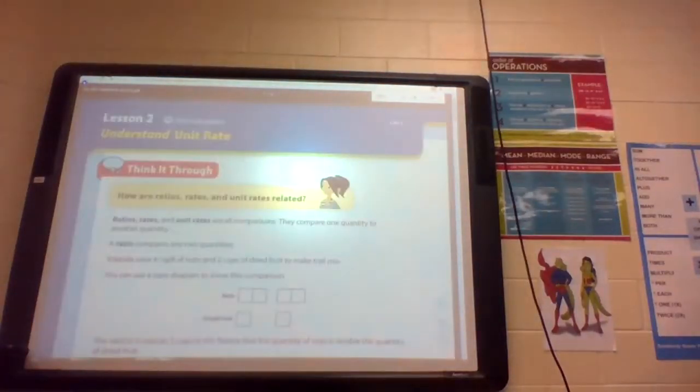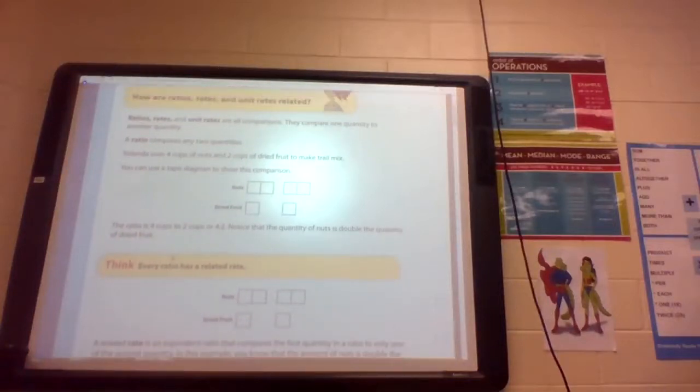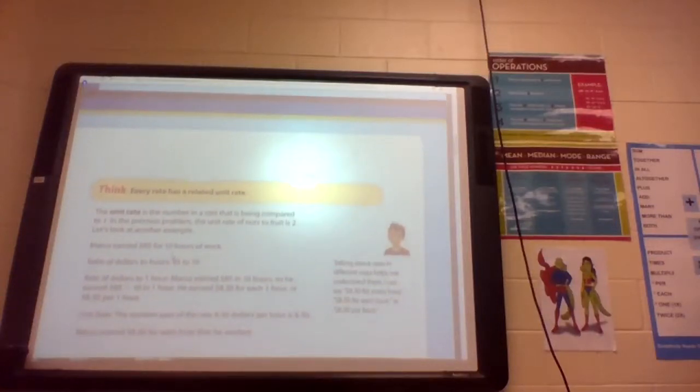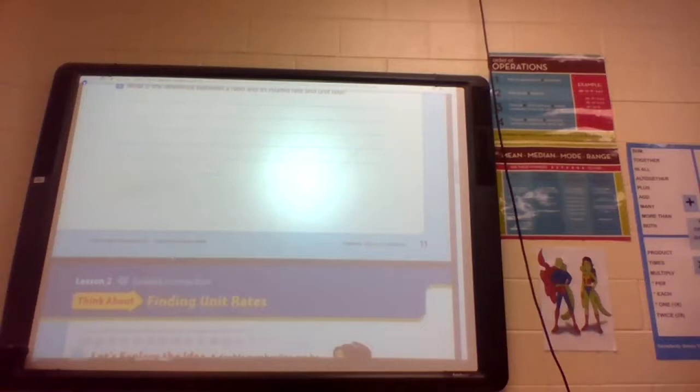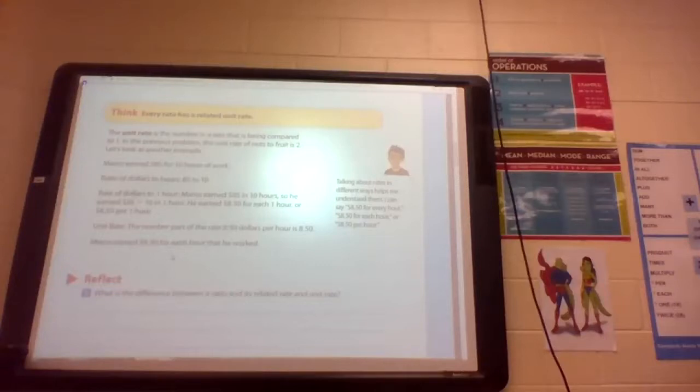All right, yesterday we talked about unit rates, right? It says ratios, rates, and unit rates are all comparisons. They compare one quantity to another quantity. Every ratio has a related rate. So if it's a ratio, that's the rate. It's a related rate, okay? Then every rate has a related unit rate. All right, so we have a ratio, then we have a rate, and then we have a unit rate.